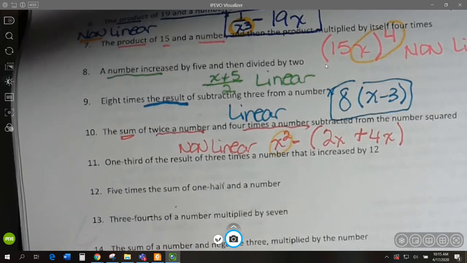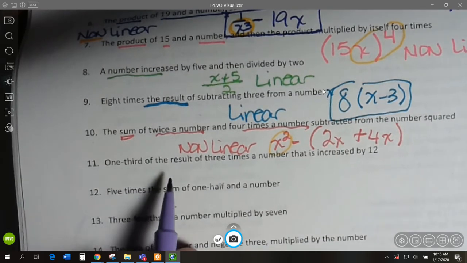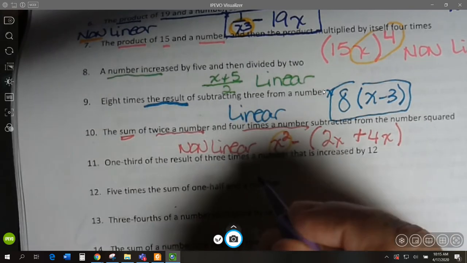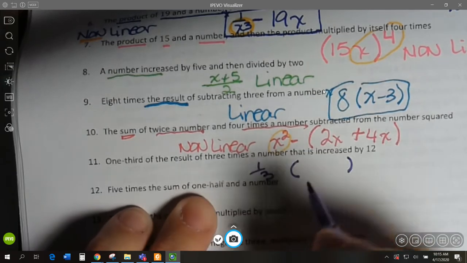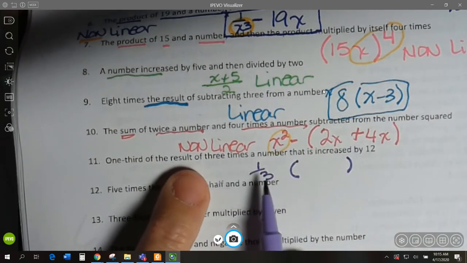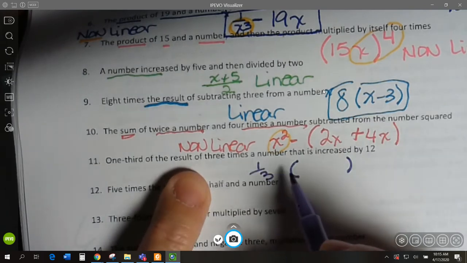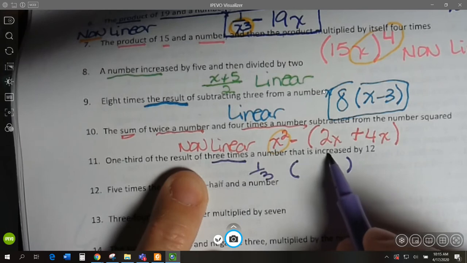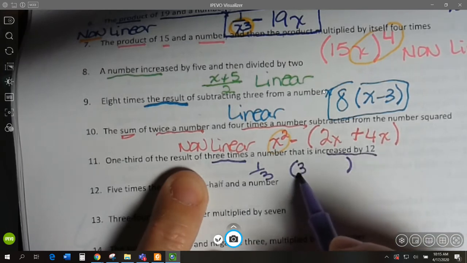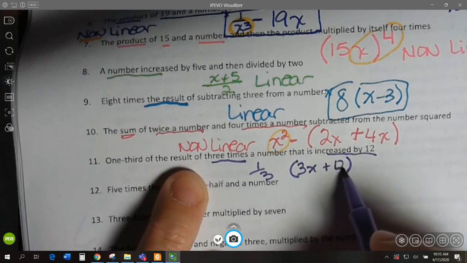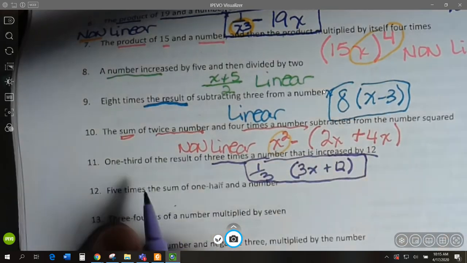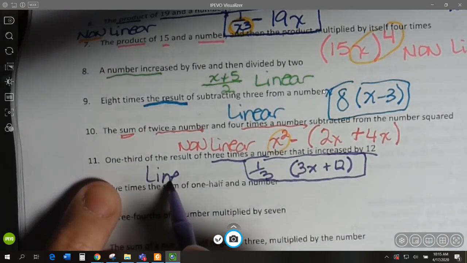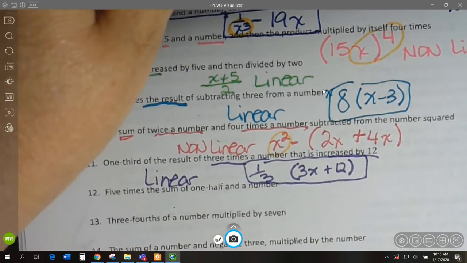Let's go to number 11. 1/3 of the result. We're going to have some kind of result in parentheses, and we're going to take a third of that. 1/3 times the result of 3 times a number that is increased by 12. So 3 times a number increased by 12, and we're taking a third of that. And this is linear. Okay.